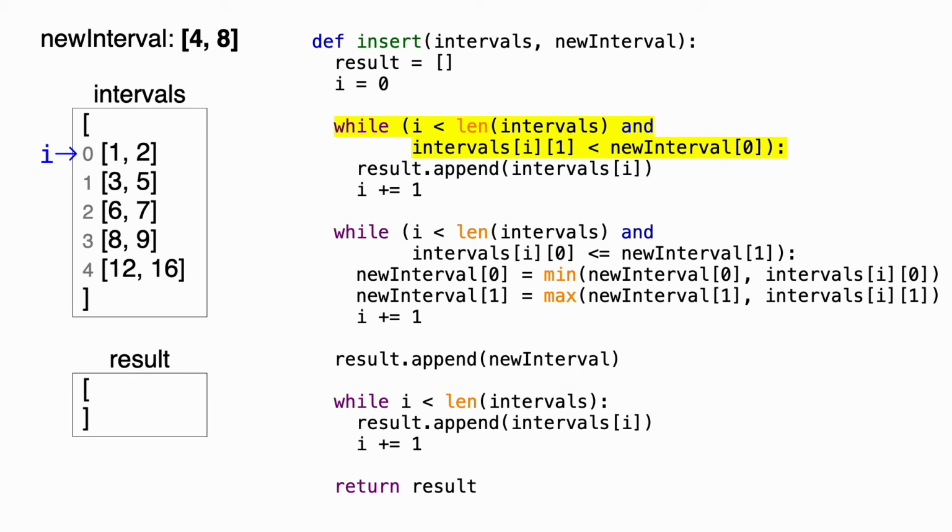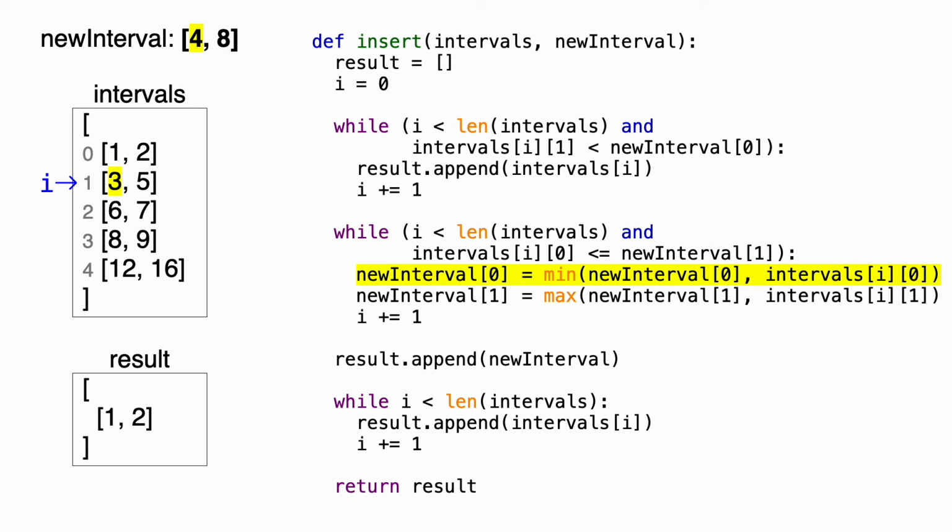The end of interval i is 2, and that is less than the start of our new interval, which is 4. That makes this condition true, so we can just append the interval 1, 2 to our result. Then we'll increment i and check again. The end of interval i is now 5, which is not less than 4, the start of our new interval. So now we'll have to check for a potential overlap. The start of interval i is 3, which is less than the end of our new interval, which is 8. This confirms that the interval 3, 5 overlaps with 4, 8, so let's merge them.